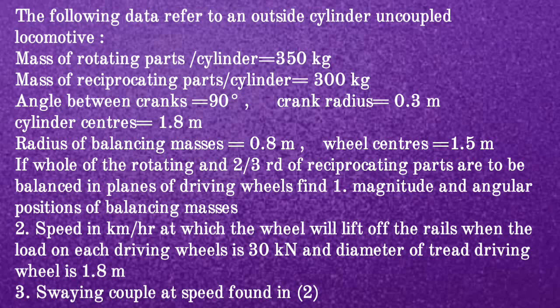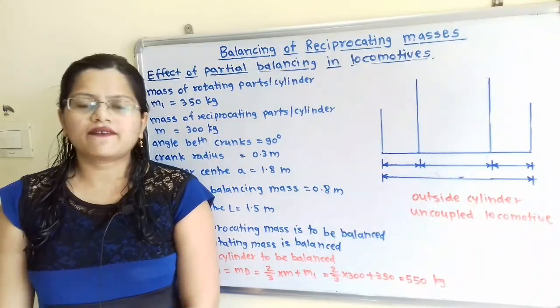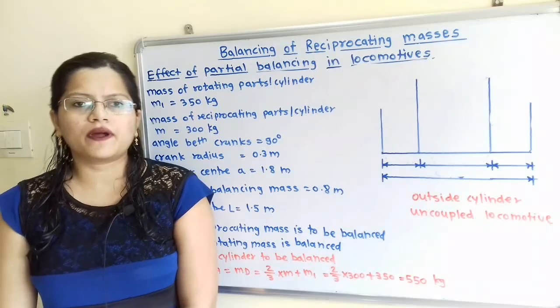If whole of the rotating and two-thirds of the reciprocating parts are to be balanced in the planes of the driving wheels, find first magnitude and angular position of balancing masses. Second, speed in km per hour at which the wheel will be lifted off the rails when the load on each driving wheel is 30 kN and the diameter of the tread driving wheels is 1.8 meter. And third, swaying couple at speed found in second plane. This is the question for outside cylinder uncoupled locomotive.